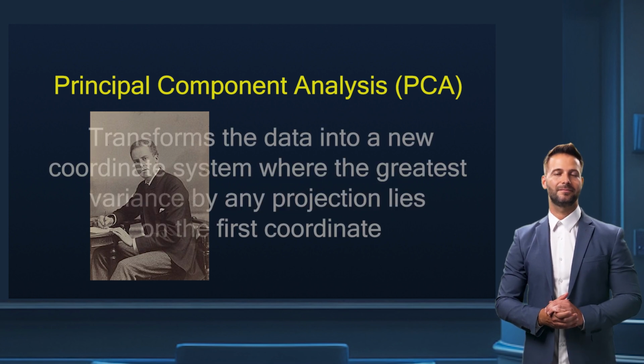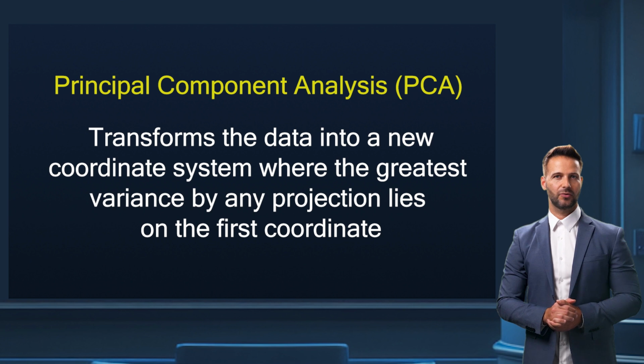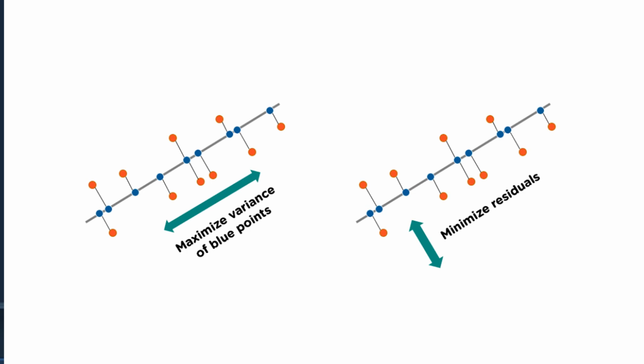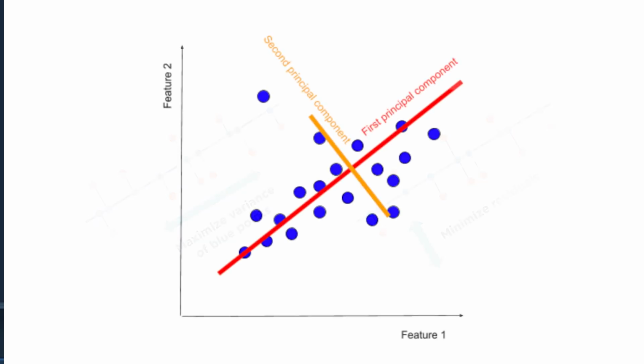That's old. It transforms the data into a new coordinate system where the greatest variance by any projection lies on the first coordinate, which is the first principal component, the second greatest variance on the second coordinate, and so on. It examines the interrelations among a set of variables. It is also known as a general factor analysis, where regression determines a line of best fit.